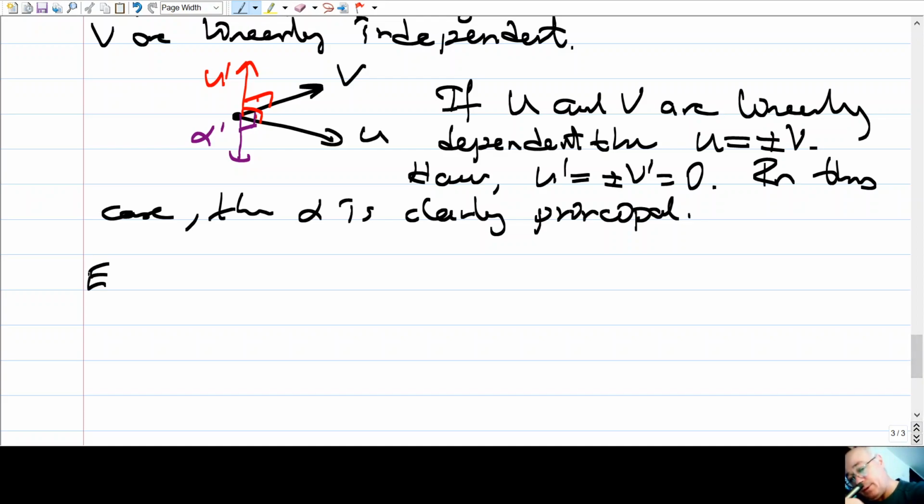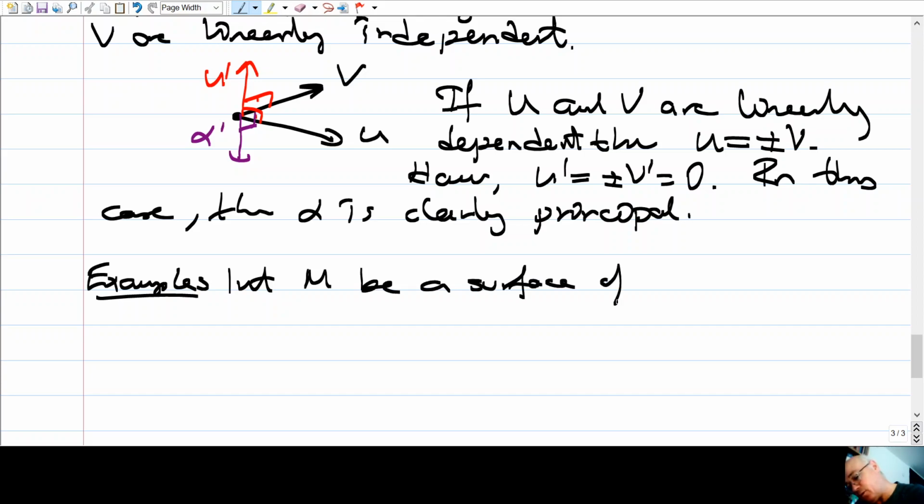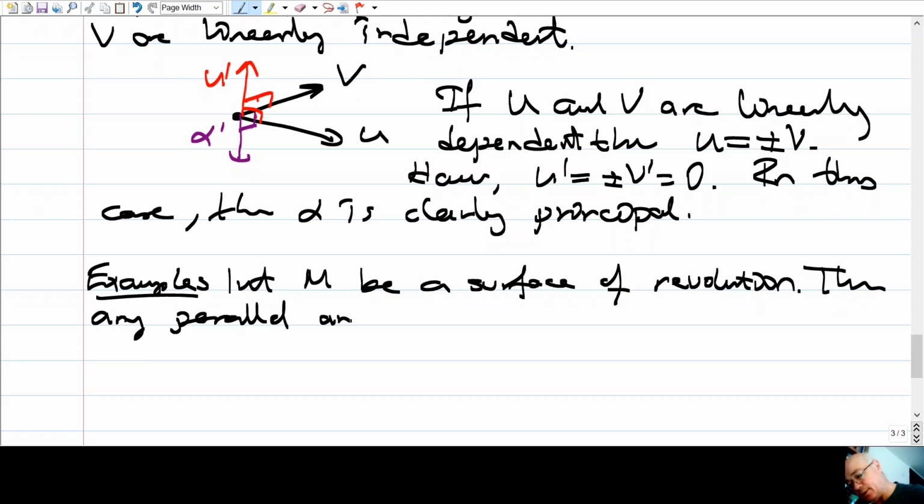More examples, maybe. Let M be a surface of revolution. Then any parallel and any meridian curve is principal. Why is that?